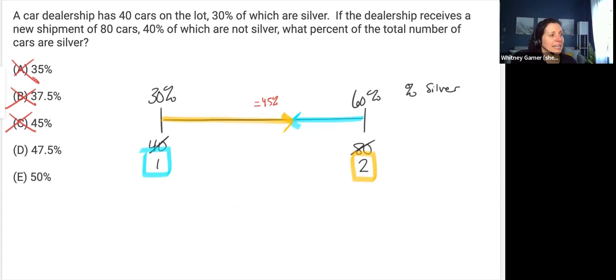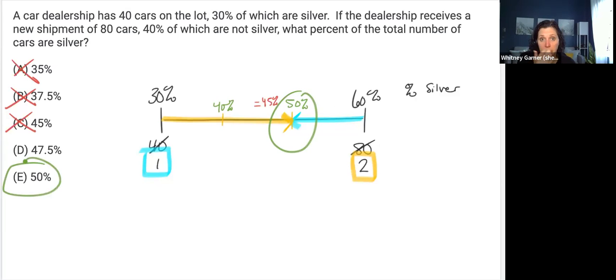But I can calculate it exactly. If I were to break this into 1, 2, this gets broken into 2, and this is just 1. So I break this length from 30 to 60 into 1, 2, 3 segments. And so these segments, if I were numbering them on a number line, would be 30%, 40%, 50%, 60%, which means my correct answer has to be 50%.